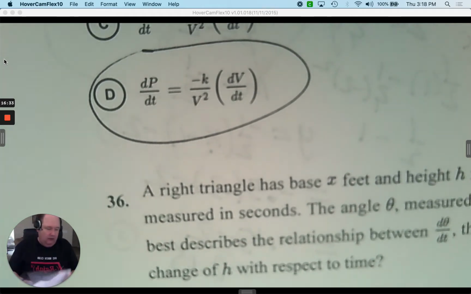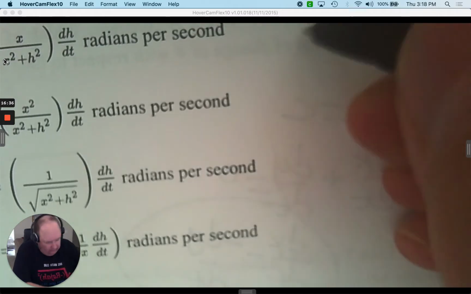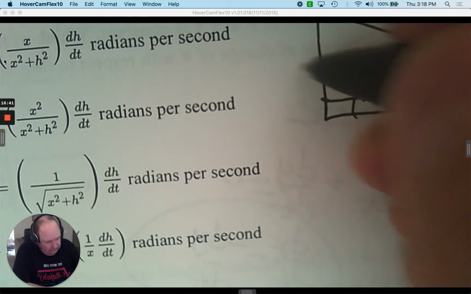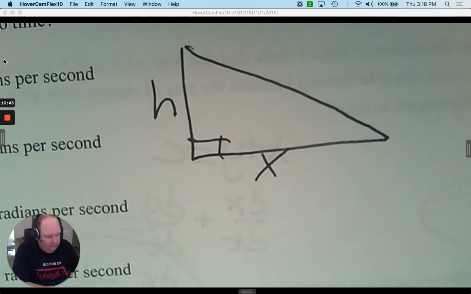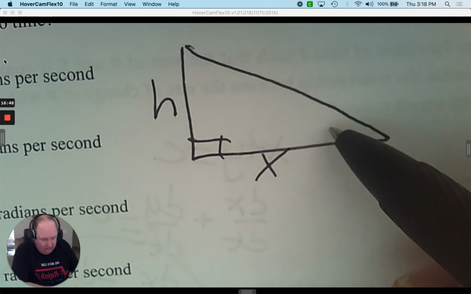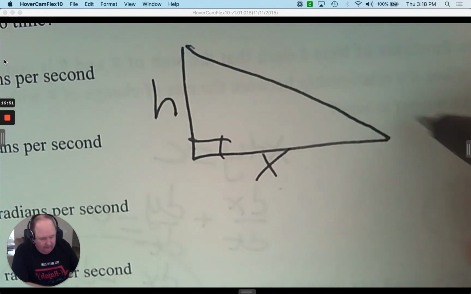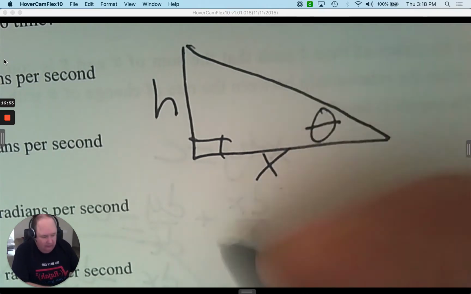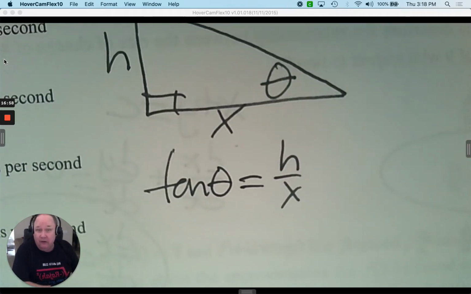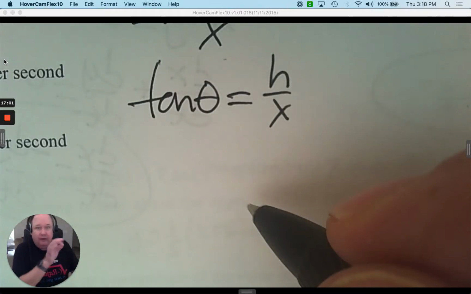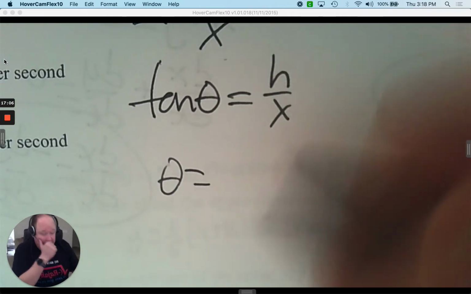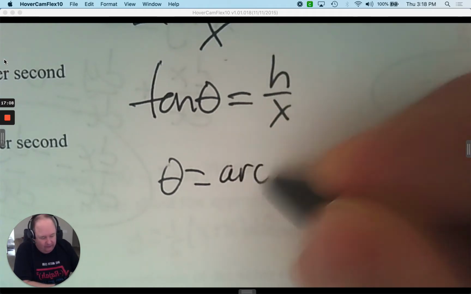36. A right triangle has a base of x. So I'm going to draw a right triangle, and the base of that is x. The height is h, and it says the angle is described by tangent, and the tangent of the angle is opposite over adjacent. So the angle must be here for this to be true. Tangent theta is h over x, and x is a constant. I want to find the rate of change of the angle in that triangle. So to get theta by itself, I'm going to do the arc tangent, or the inverse tangent, to get theta by itself.